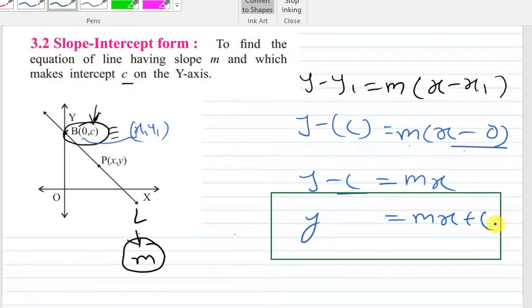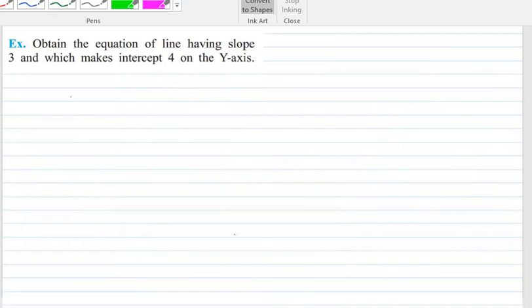Here you should remember c is representing only y-intercept. If in any question x-intercept is given, you are not going to use this formula. Only when y-intercept is given, then only you have to use this. Right? To understand how to apply this formula, just take an example.